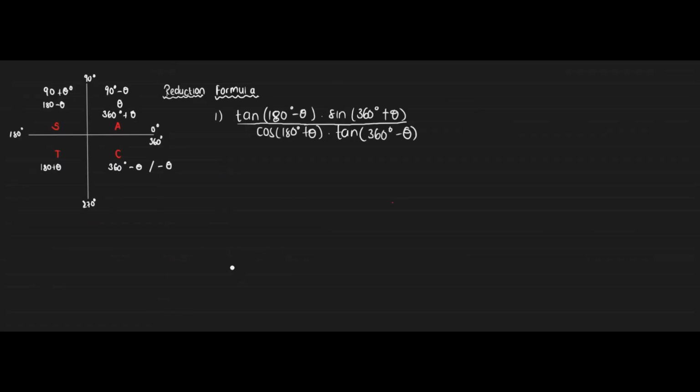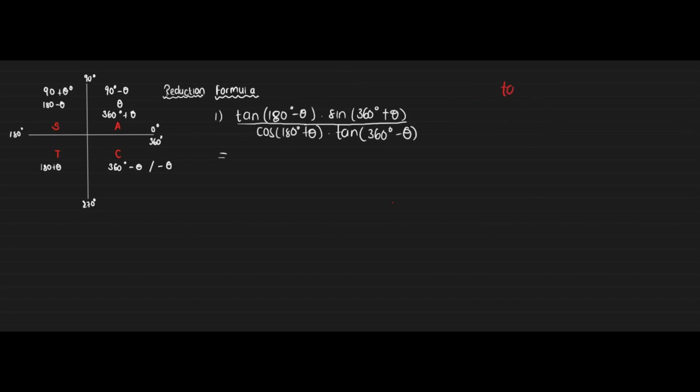So now let's look at the first example. The first example says tan(180 minus theta) sine(360 plus theta), over cos(180 plus theta) tan(360 minus theta). And we need to simplify this to its simplest ratio. So what we need to do is look at each part of the trig ratio and look at the CAST diagram to simplify this. Then we're going to look at each part in the numerator and denominator. To make it simple for you guys to see everything, I'm going to write everything here on the side.